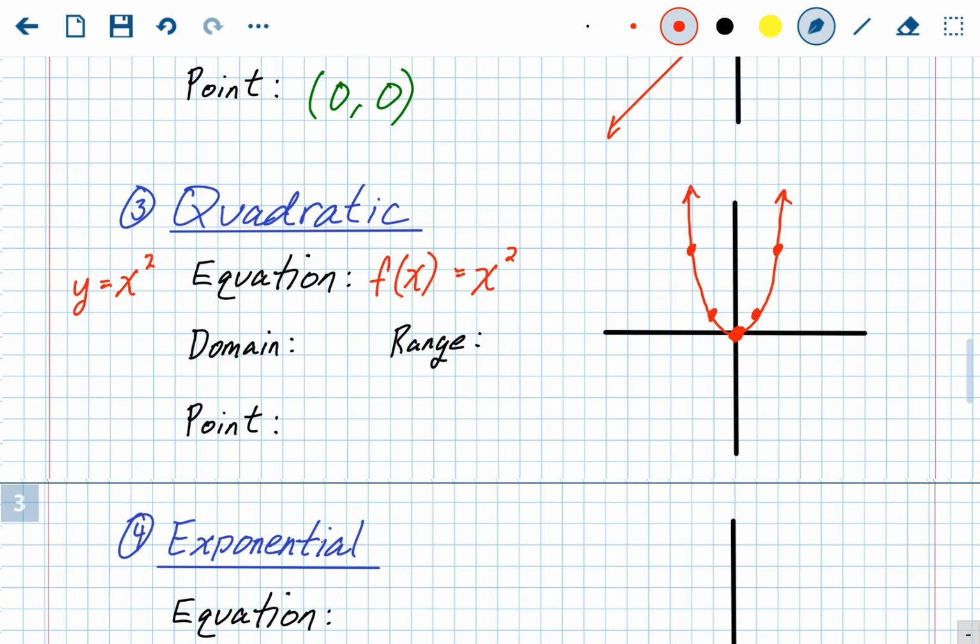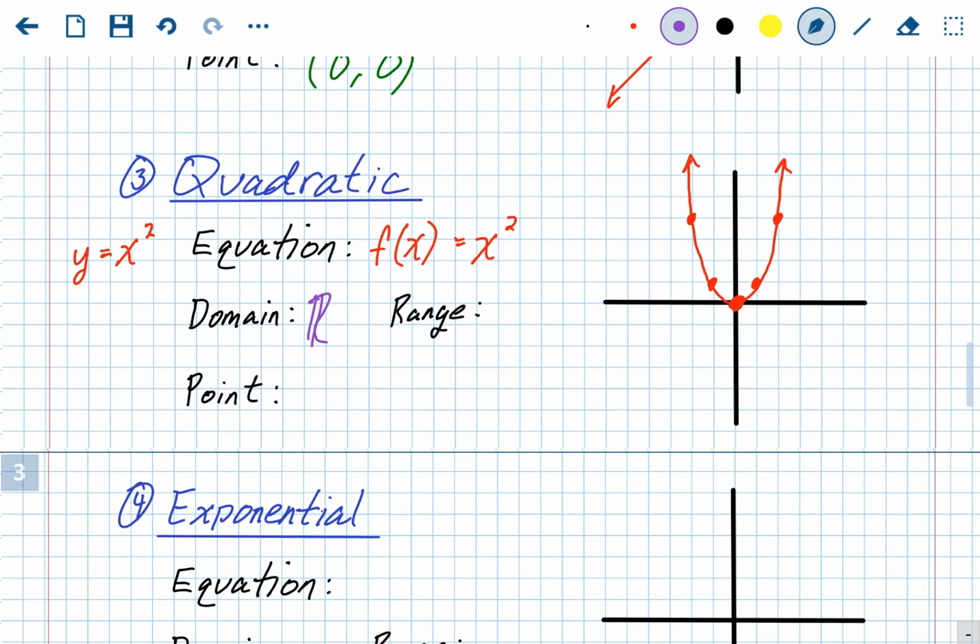All right, domain. I've already talked about domain is all real numbers again. You could plug in any x value, and you'll get a number out. The range isn't all real numbers. The range depends on the min or the max. It depends on if it opens up or down.